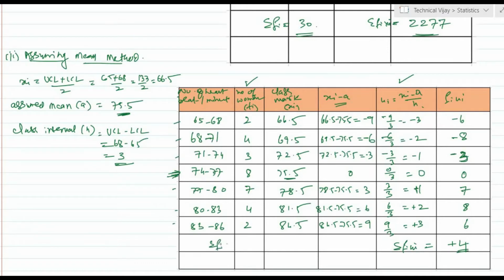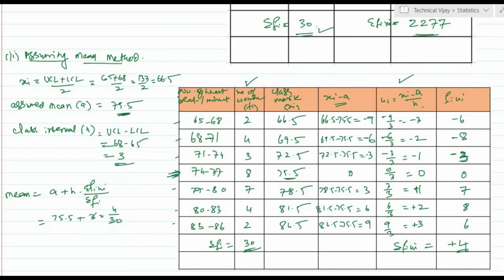Sigma of fi, that is equal to 30. That what we have calculated here also. So this is 30. Now the mean formula, that is mean is equal to a plus h into sigma fi ui divided by sigma fi. So here a means what? Here 75.5 plus h means 3 into here 4 by 30.